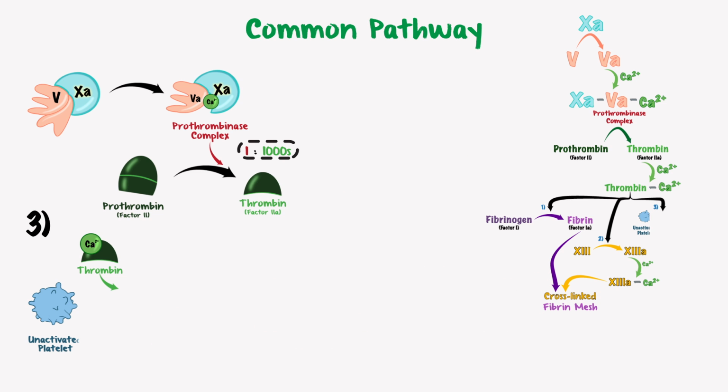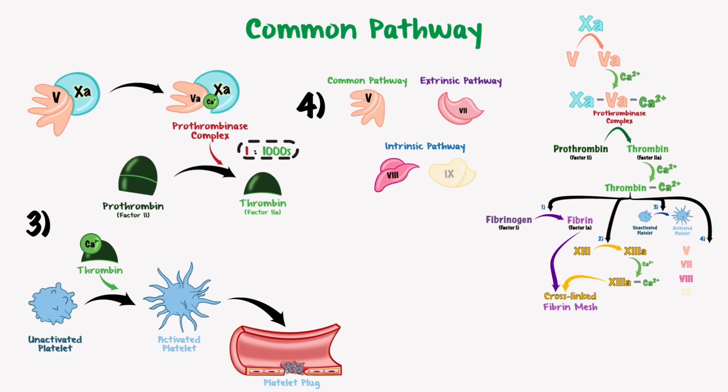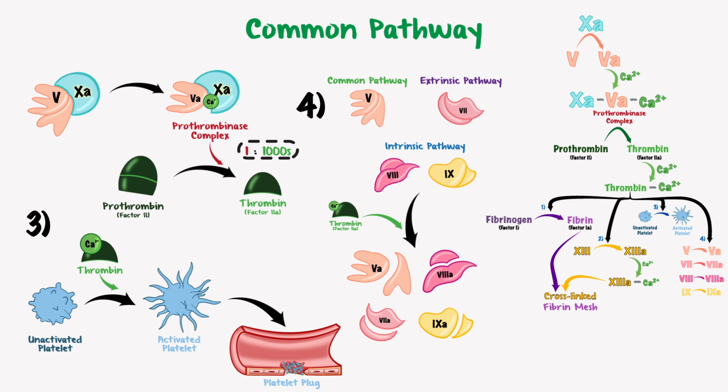Thrombin's third role is to activate platelets and change them into a shape that easily allows them to stick to other platelets over the wound, further adding to the platelet plug. The fourth role is to activate other clotting factors such as factors 5, 7, 8, and 9 to further amplify and upregulate the coagulation process via positive feedback. The more thrombin there is, the more previous factors up the cascade are activated.